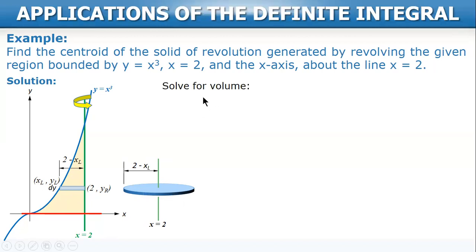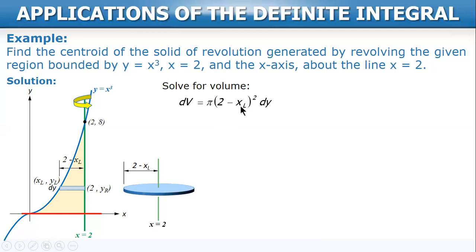So first, we solve for the volume. So circular disk man. So volume of a circular disk is pi r squared times thickness. So our radius is 2 minus x sub L, squared, niya dy. Now, pag integrate, we need the limits. So ang limits, the point of intersection (0, 0), and then this point. Now we are sure about the x coordinate, which is 2. And substitute na, when x is 2, y is equal to 8. So, (2, 8) siya.